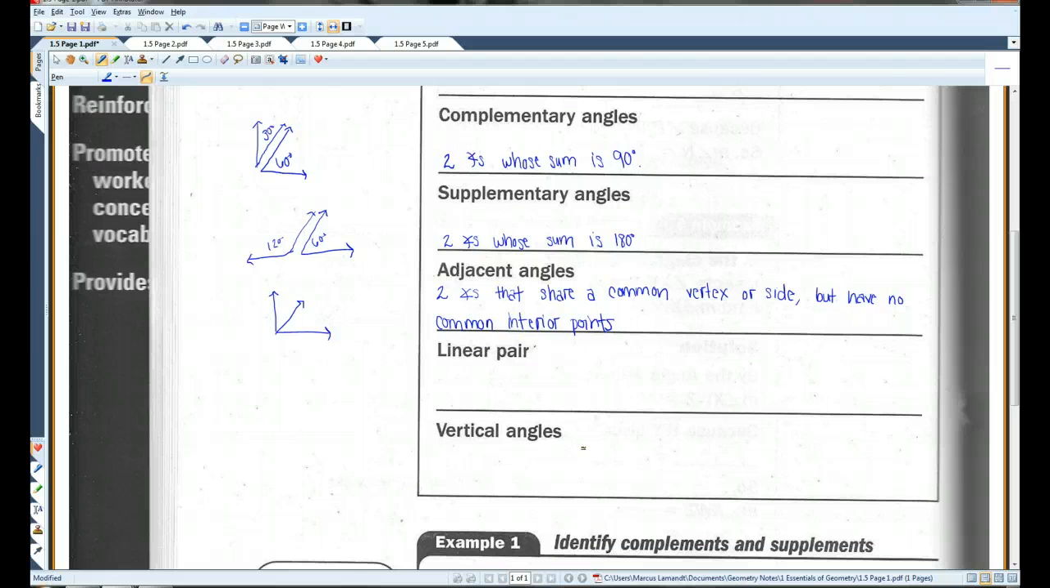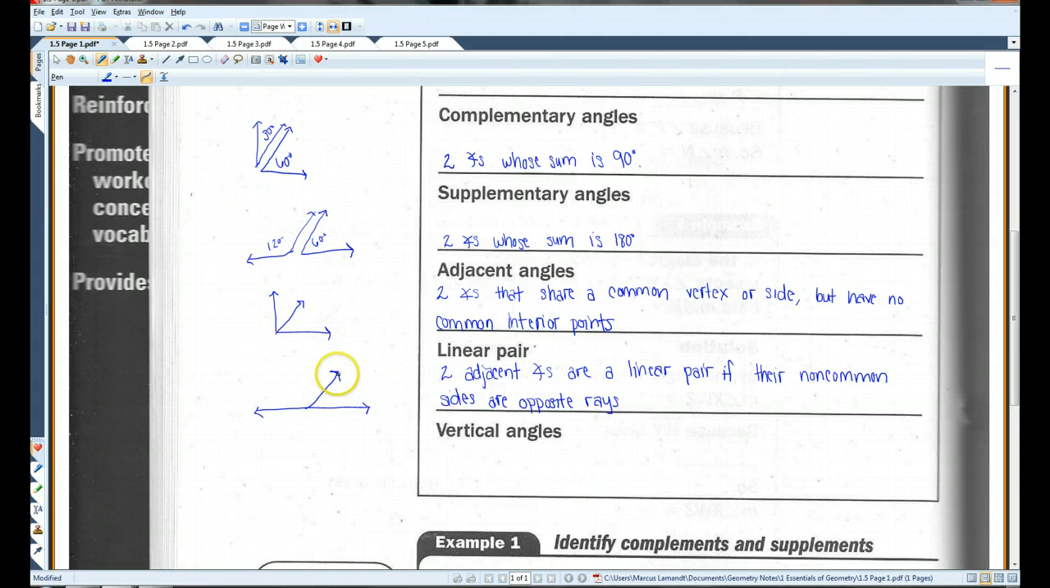Alright, a linear pair. A linear pair is a pair of angles that are adjacent and supplementary. Basically, they make a straight line, they add up to 180, but they're also attached, like this. It's also interesting to note that the sides that are not adjacent, so this side of this angle and this side of this angle, they're opposite rays. If you have opposite rays like that, you know you have a linear pair.